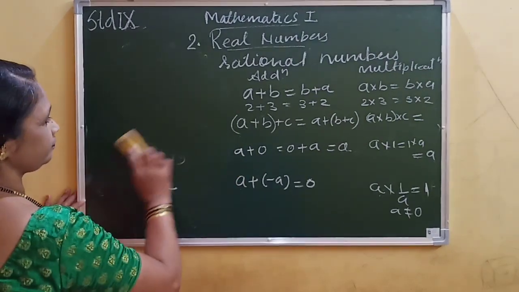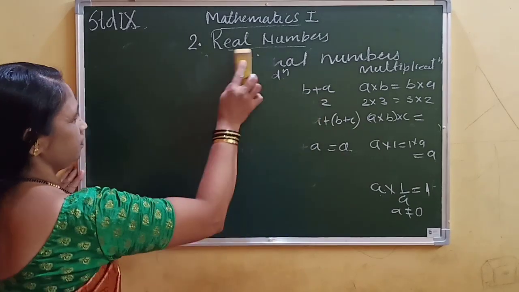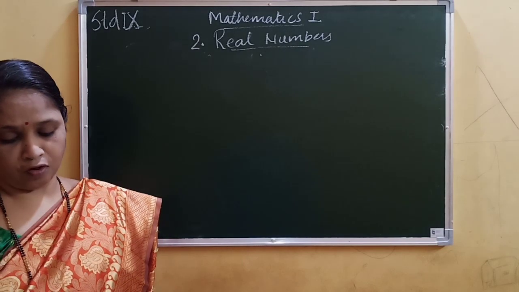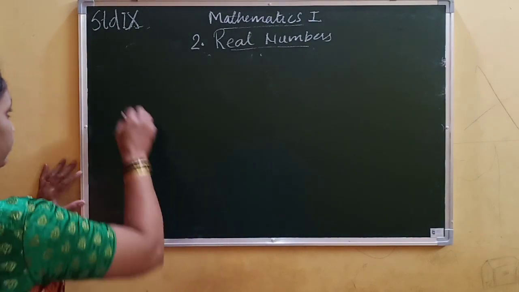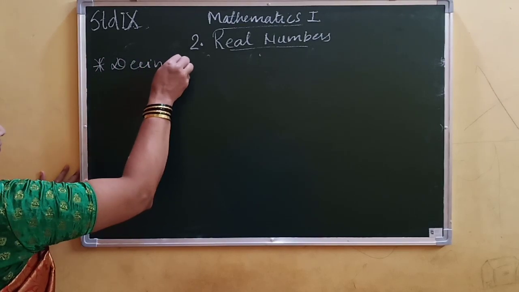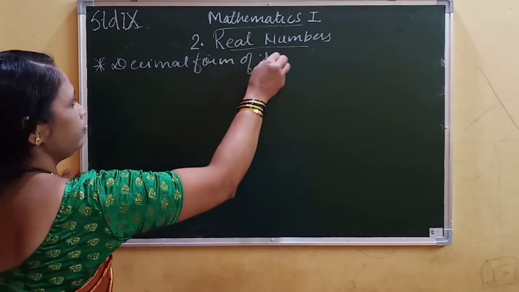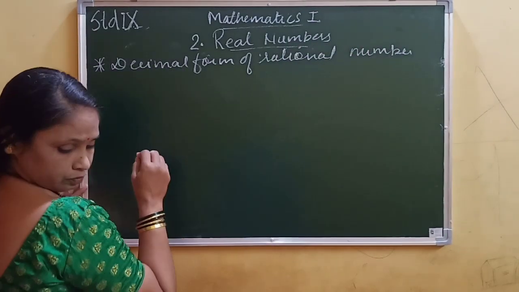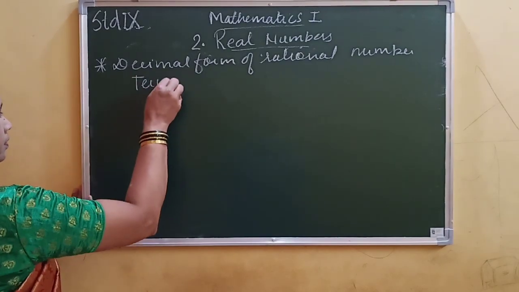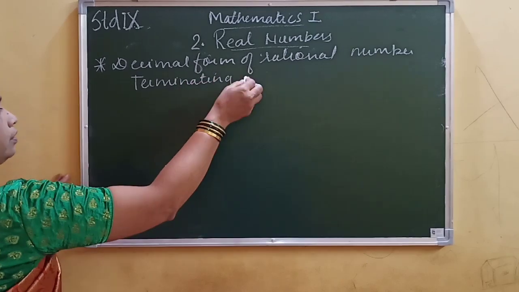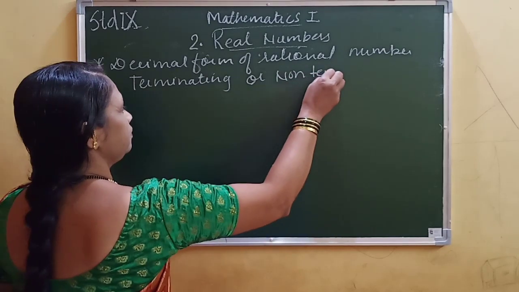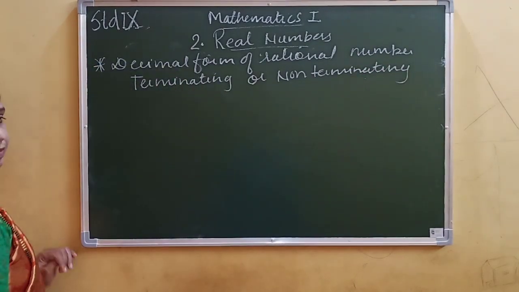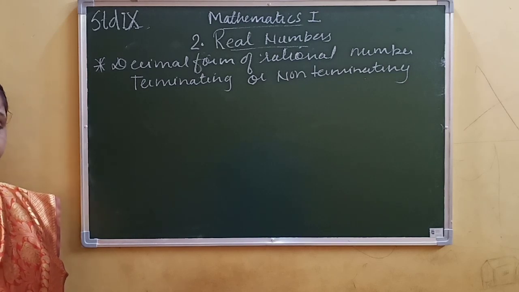See, next part of this is decimal form of any rational number. Now the decimal form of a rational number will be what? Either terminating or non-terminating. Okay, terminating or non-terminating it will be. Now how to identify whether it is terminating or non-terminating?